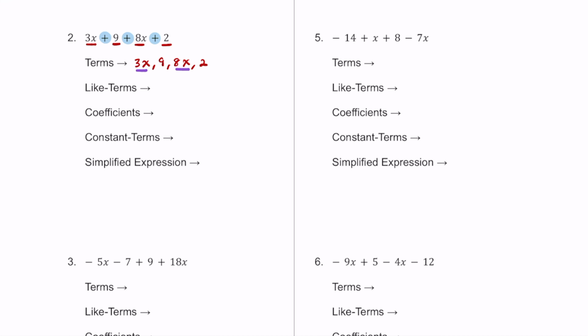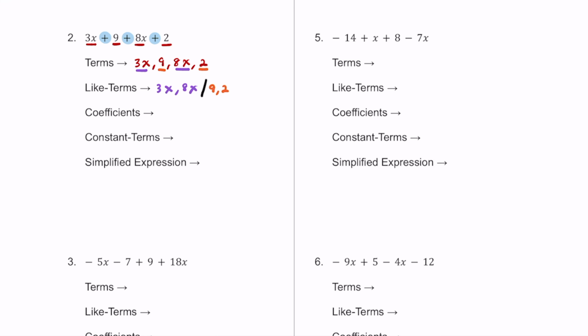Well, this 8x does, so we can say that 3x and 8x are like terms with each other. Again, I'm going to use this big slash to separate. You can use a semicolon too. And then what else do we have that are like each other? Well, it looks like we have this positive 9 and positive 2. So we can say 9 and 2 are like each other as well.